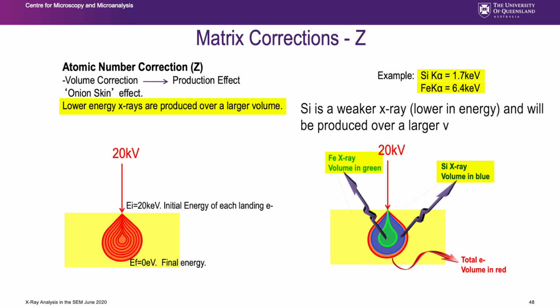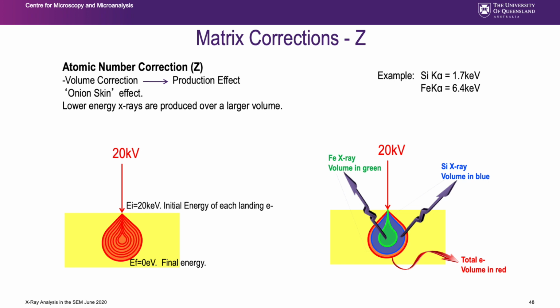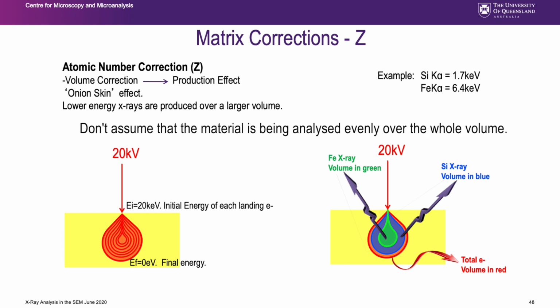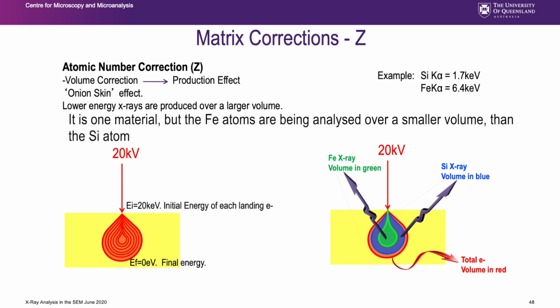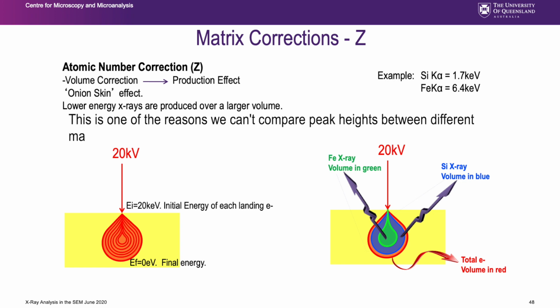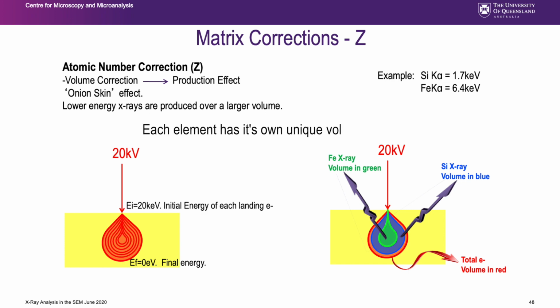Silicon, which is a weaker, lower-energy X-ray, will be produced over a larger volume. This is where errors often happen in analysis. People just assume that the material is being analysed evenly over the whole volume, when in actual fact, it might be one material, but you're only counting iron atoms in a smaller volume and silicon atoms in a bigger volume. That's one of the reasons you can't just directly compare peak heights, because each element has its own unique volume.